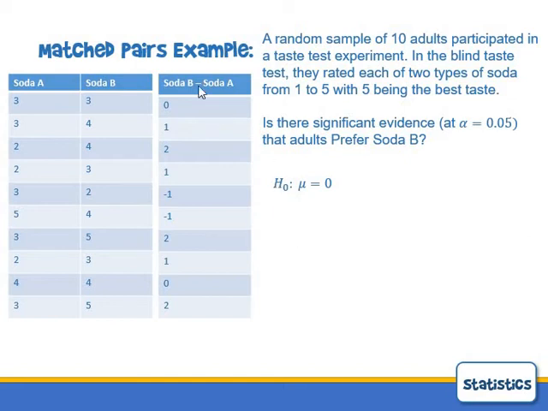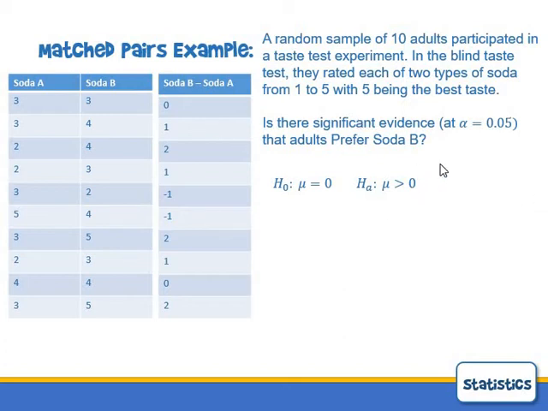So mu is representing the average of the differences. We'll get an x bar, which is the average for these 10 people. Mu would be the average difference for the entire population. And the alternative, since we did soda B minus soda A, if they prefer soda B, then those values would be larger than the soda A values, and these would come out to be positive. So our alternative would be that mu is positive, greater than 0. If we'd done soda A minus soda B, it would switch the inequality sign based on this hypothesis.